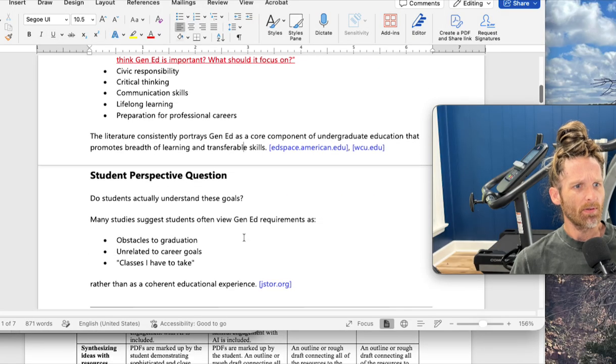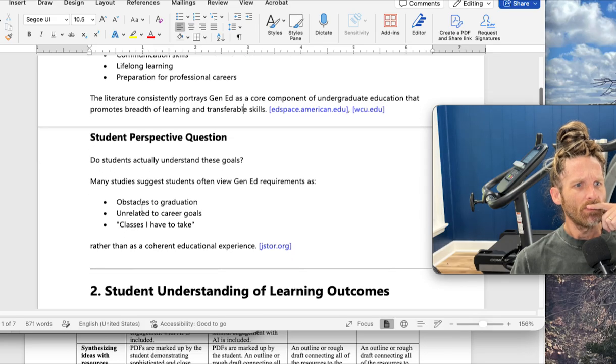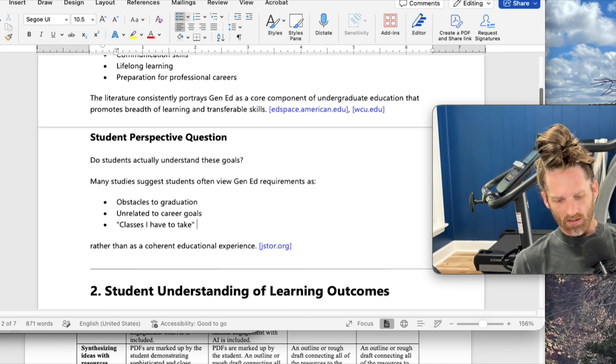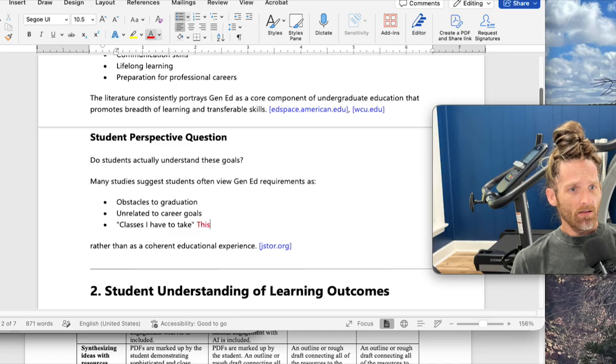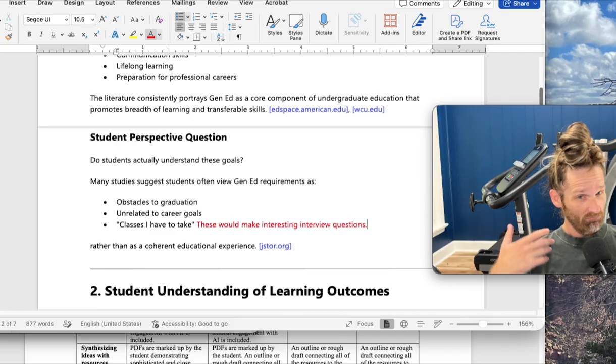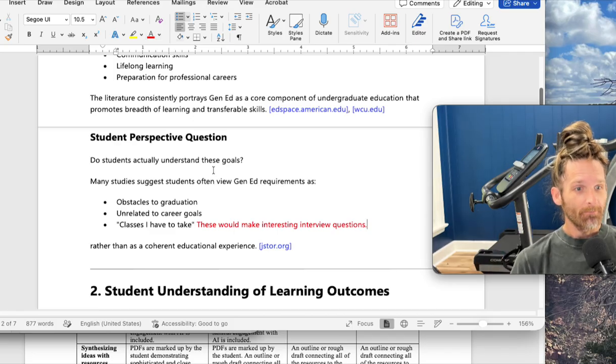So student perspective questions. Many studies suggest students view gen ed as obstacles unrelated to career goals, classes I have to take, and these would make interesting interview questions. Hey, I've heard it said that students think that gen ed is nothing but an obstacle to graduation. Care to comment on that?